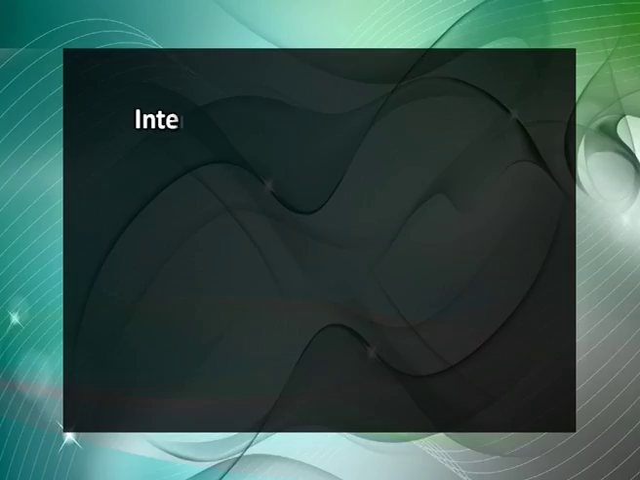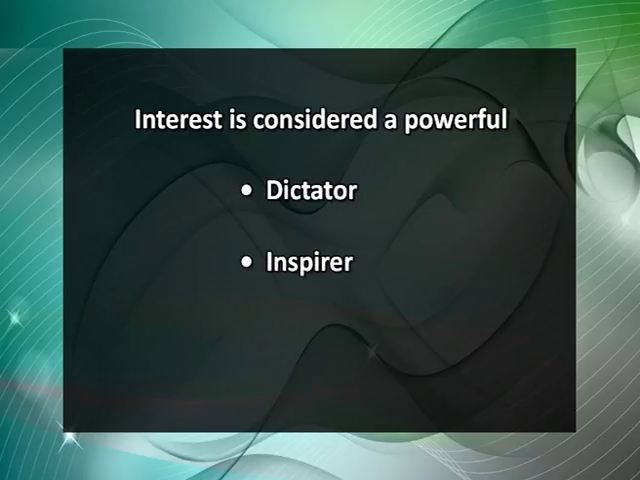In Latin, the word interest means it matters or it concerns. Now a thing that interests us is just something that concerns us or matters to us. Interest is considered a powerful dictator, inspirer, and motivator. Interest is a feeling that prompts us to spontaneous activity. Interest is something within the child. It is to be aroused and promoted by different means.